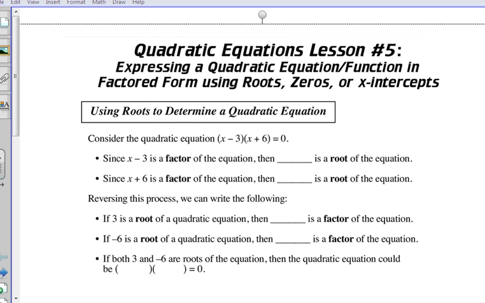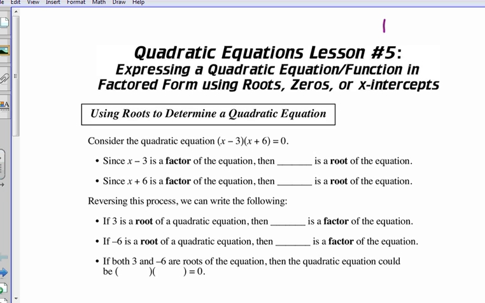Okay, so if you can turn in your books to lesson 5. Lesson 5 is on page 407. Page 407. So we're looking at roots again.